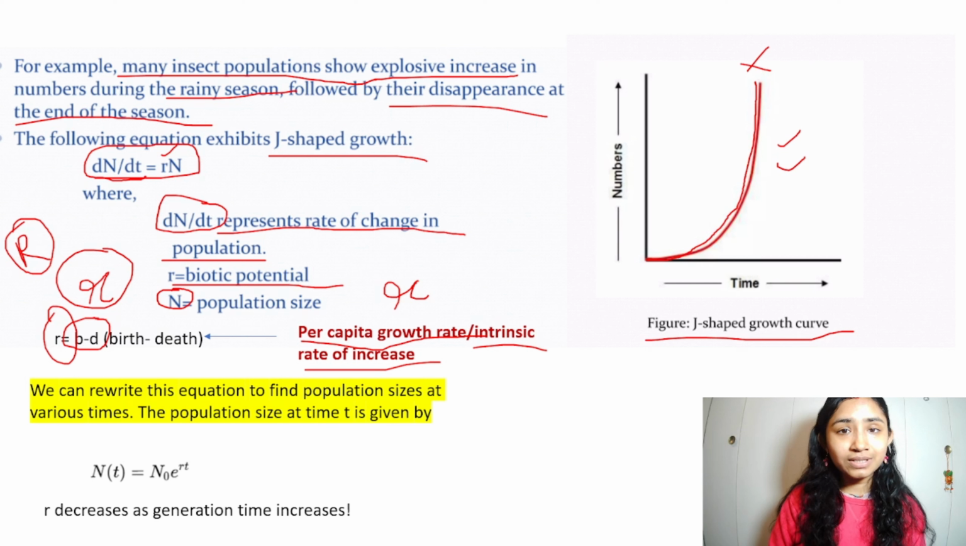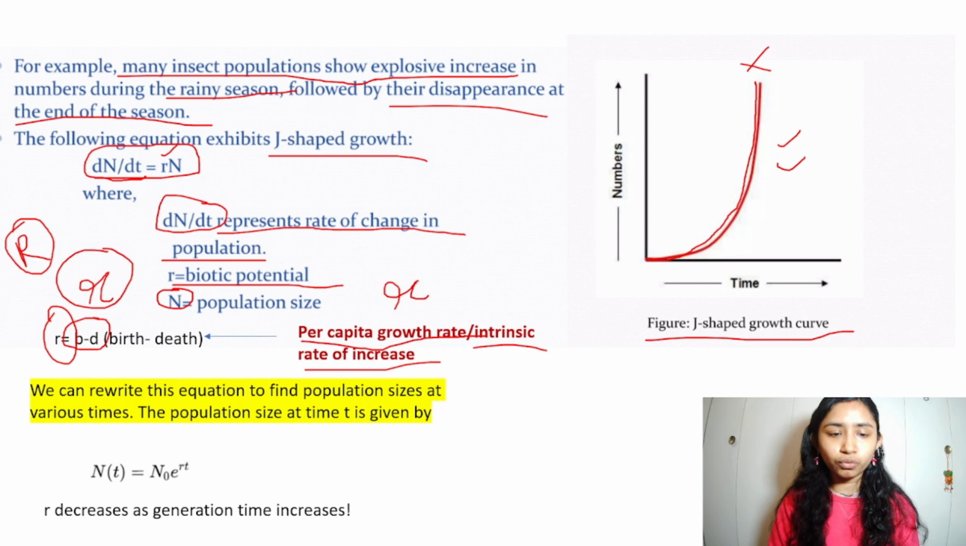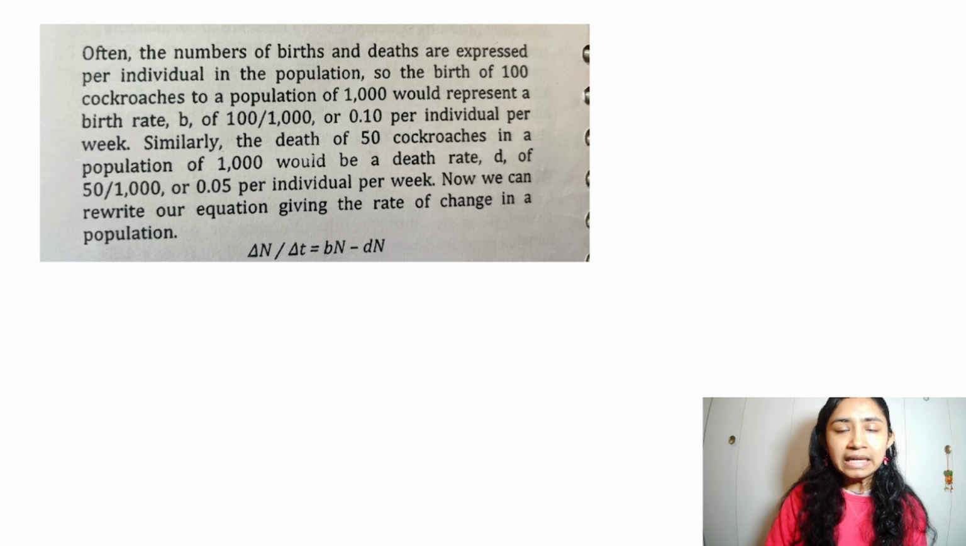This is the intrinsic rate of increase, or you can say biotic potential or per capita growth rate. Now, how can B and D be taken out? You know that often the number of births and deaths are expressed per individual in the population. So, the birth of 100 cockroaches to a population of 1000 would represent a birth rate B.